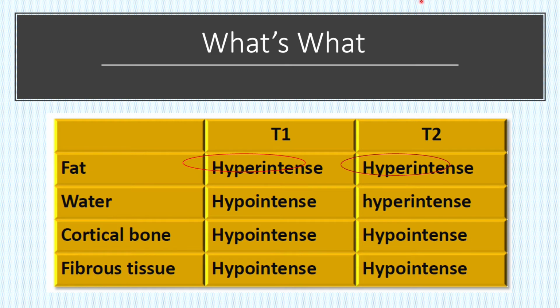Usually the standard sequences are the T1 and the T2 weighted images. And here, as you can see, fat in T1 and T2 appears hyperintense or bright. Water appears hypointense or dark in T1 and hyperintense or bright in T2. Whereas bone appears hypointense in both T1 and T2, and the fibrous tissue also appears hypointense in both T1 and T2. So as you can see, the main difference is how fluid or water appears in T1 and T2. So in T2, water is bright.